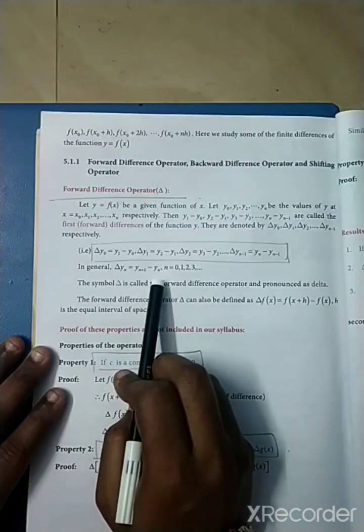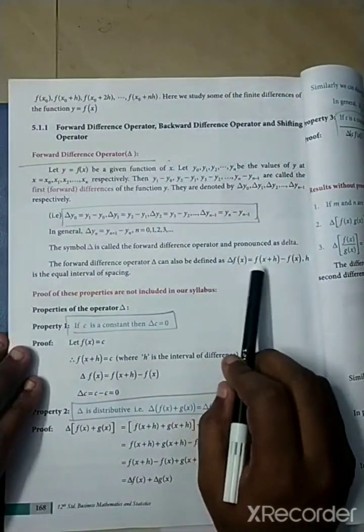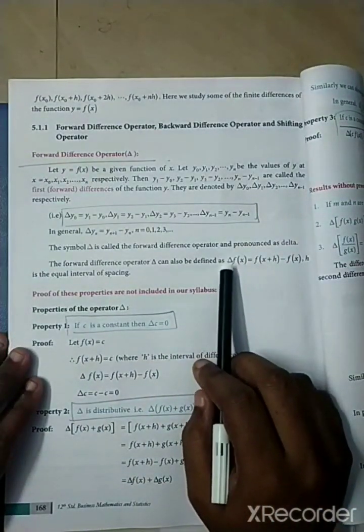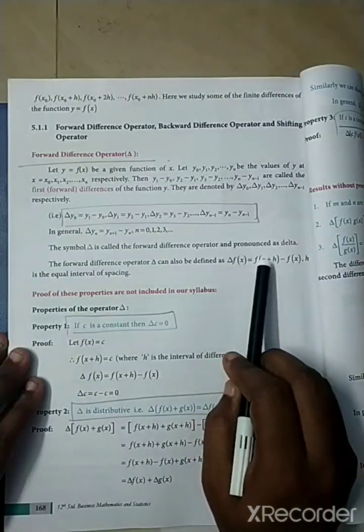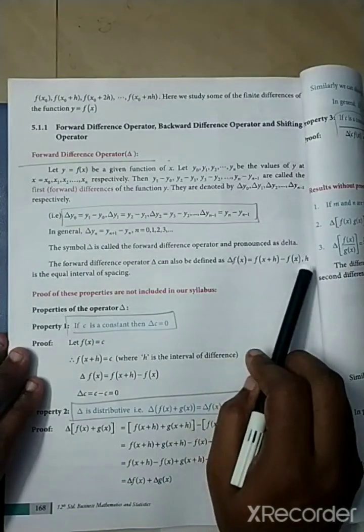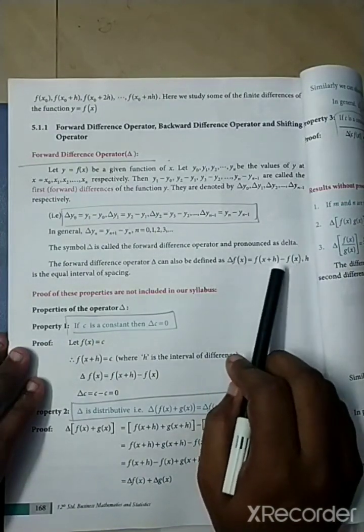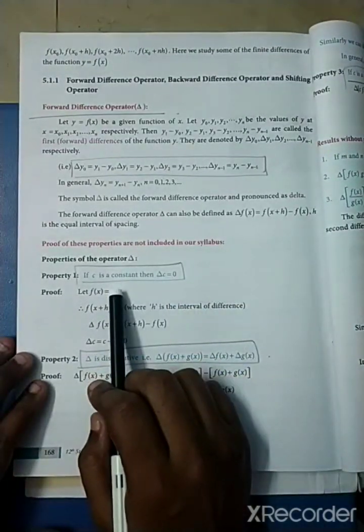followed by yn is equal to yn plus 1 minus yn. Okay. Now, when it is in the function, then delta f of x is equal to f of x plus h minus f of x. Even this is an important formula which we have to know. Now, what are the properties of our operator?